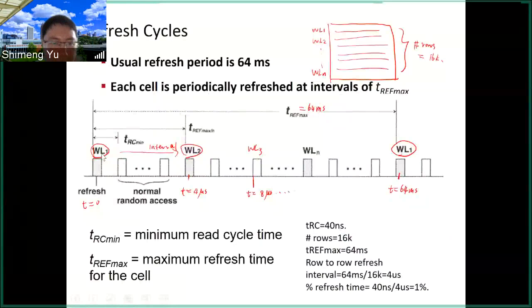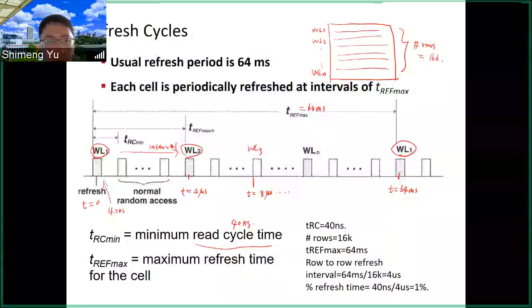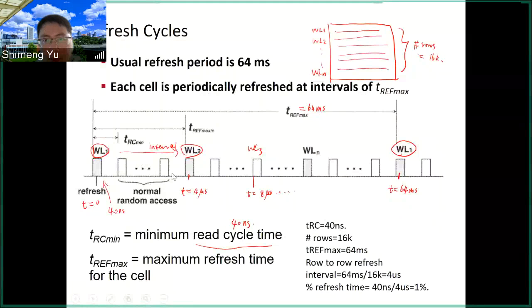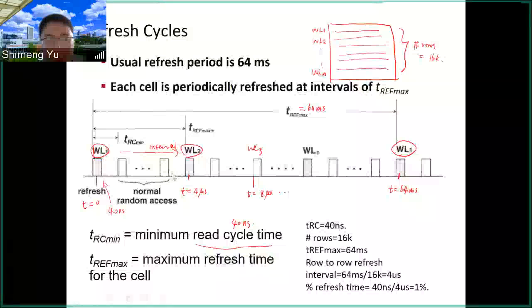But between those refreshes, you have the normal random access period. So here, between the row 1 and row 2 refresh, in this time frame, you can do whatever you like. You can read or write the data to arbitrary locations of the array, depending on your software program. You want to fetch the data from certain rows, then you can go to that row and do the read or write of the data there.